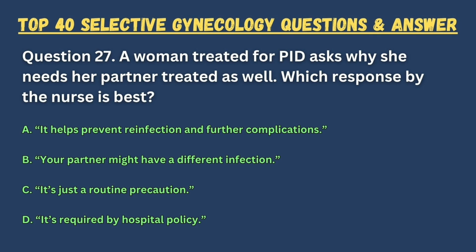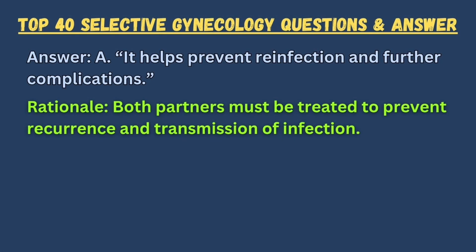Question 27. A woman treated for PID asks why she needs her partner treated as well. Which response by the nurse is best? A. It helps prevent reinfection and further complications. B. Your partner might have a different infection. C. It's just a routine precaution. D. It's required by hospital policy. Answer: A. It helps prevent reinfection and further complications. Rationale: both partners must be treated to prevent recurrence and transmission of infection.